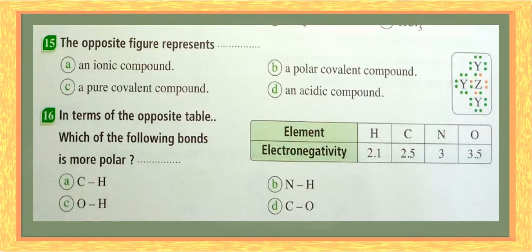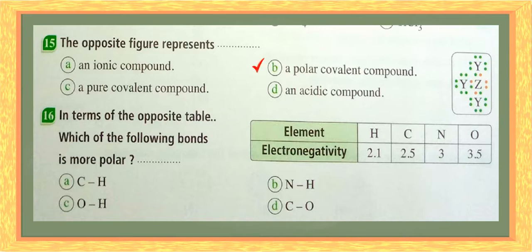Question 15 says that the opposite figure represents a covalent bond. Which kind of covalent bond? Is it an ionic compound? No, it's not an ionic compound at all. Polar covalent? Or a pure covalent, or an acidic compound? The right answer will be polar covalent.